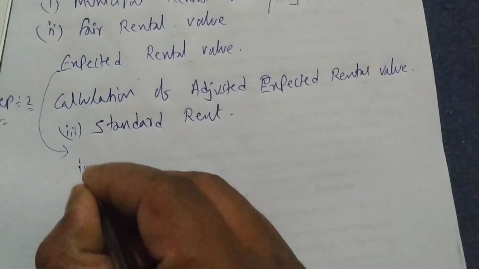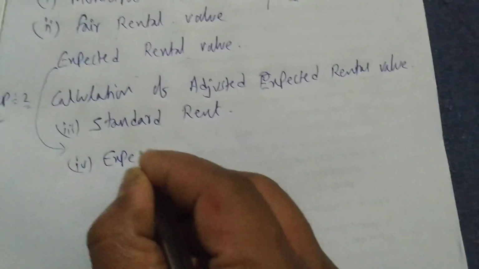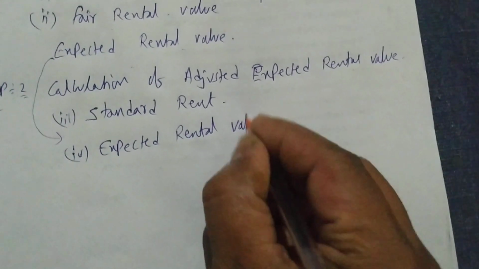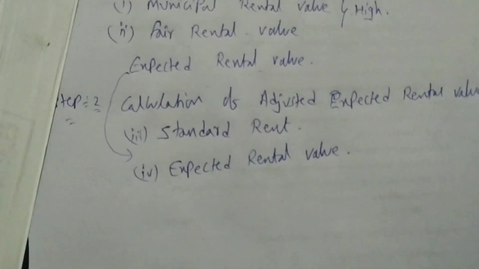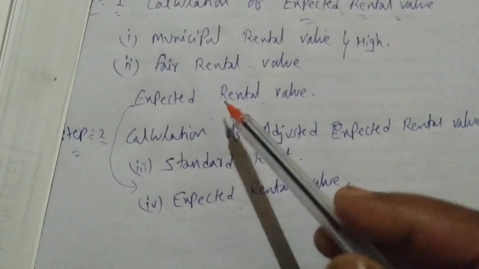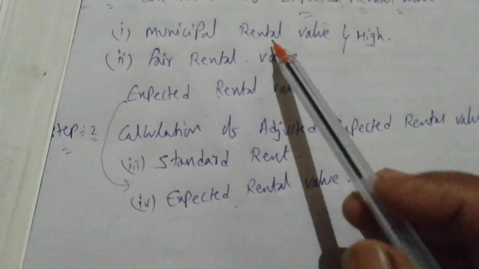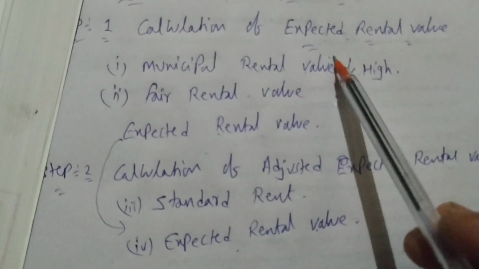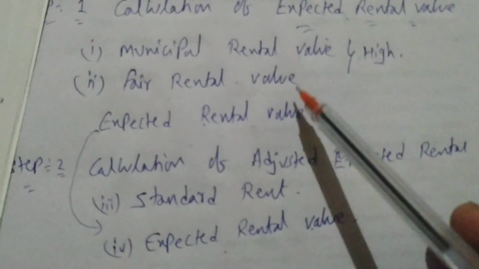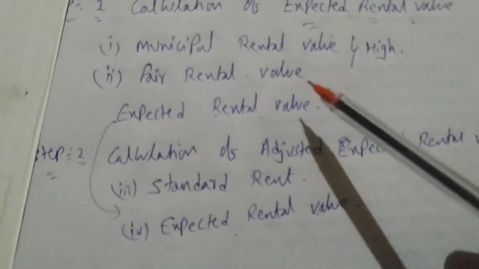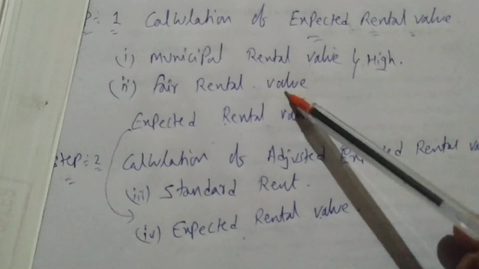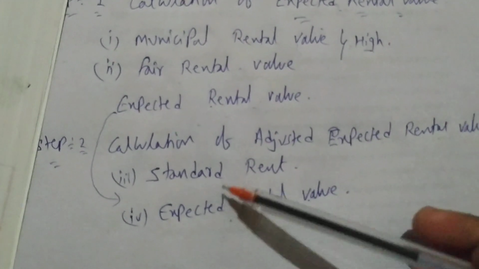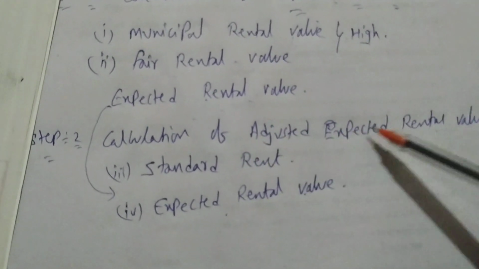So I will be writing here expected rental value. I am taking this expected rental value from the answer of step 1. How do we get the step 1 answer? Municipal rental value or fair rental value, whichever is the highest of the two, will be called expected rental value, and in step 2 I have to find out adjusted expected rental value.